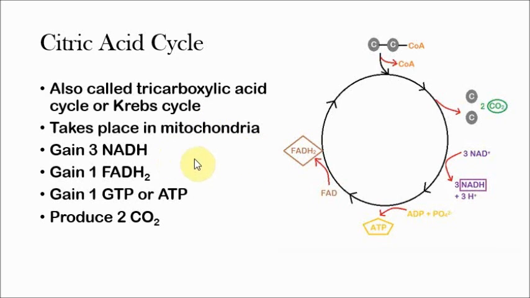The net gains, as far as the citric acid cycle goes, are 3 NADH, you can see right here, 1 FADH2, which we'll talk about in just a second, and a gain of 1 GTP or ATP right here. It also produces 2 carbon dioxide.